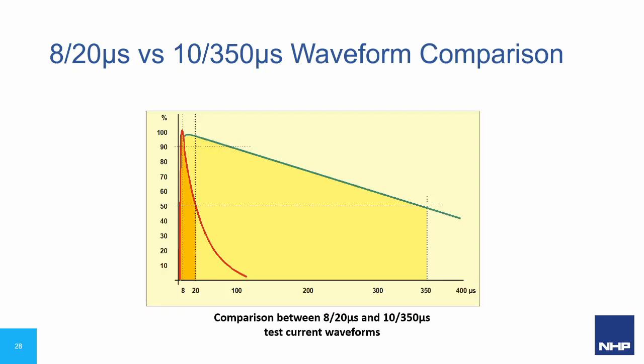Comparing the 8/20 microsecond to the 10/350 microsecond waveform, the orange shaded area represents the energy contained in the 8/20 microsecond test wave, and the yellow area represents the energy contained within a 10/350 test wave. The peak voltage in this case is the same, however, the difference is the time period in which the transients are sustained for. As shown, there is far greater energy imparted on the SPD in the I-impulse or 10/350 test.